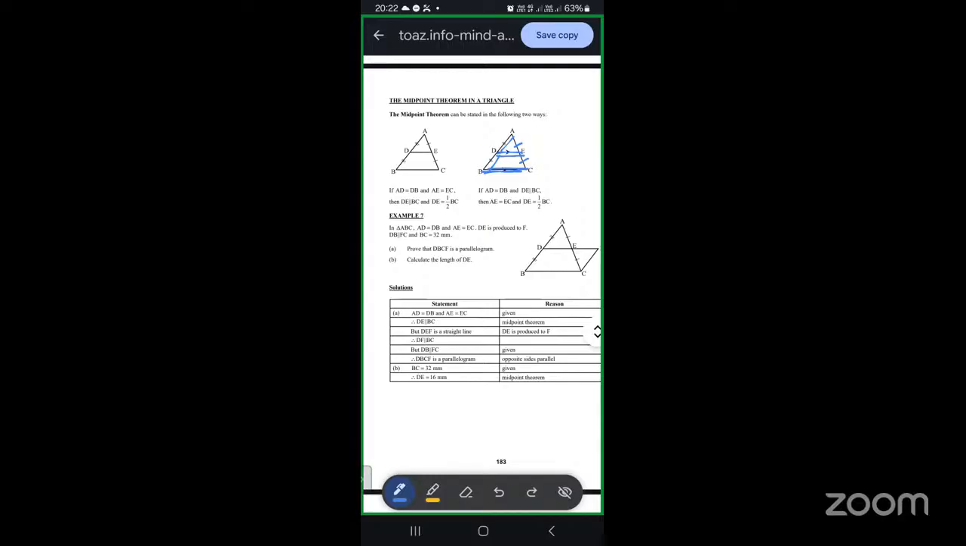Do you get that? Yes, sir. Okay. So guys, does every one of you understand the midpoint theorem now? Yes, sir. Yes, sir. Oh, okay. Thank you guys for the feedback.